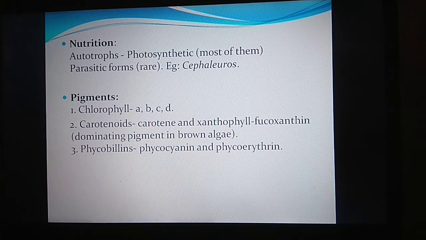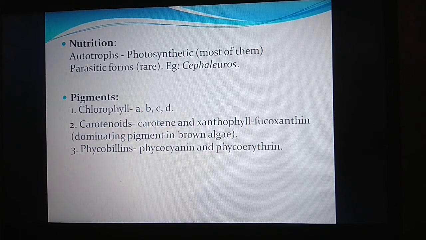What is the nutrition that is seen in the green algae? They are mainly autotrophs, or we can say that they are photosynthetic. They can prepare their own food. So most of the algae are mainly autotrophs. Okay, some of the algae are also heterotrophs, so they are parasitic forms such as for example Cephaleuros. Okay, these are very rare cases in which you can see the algae in the parasitic forms.